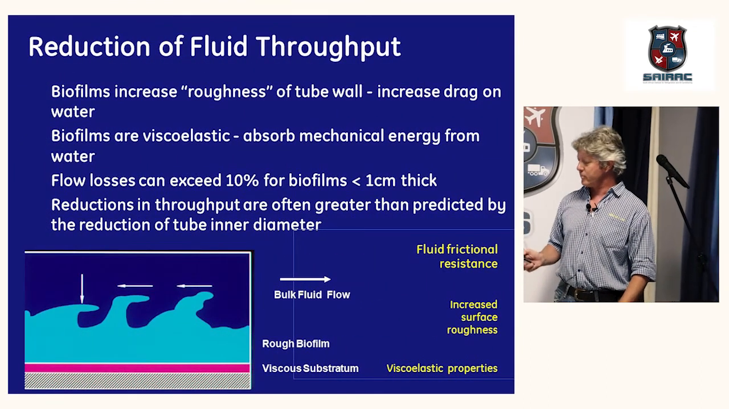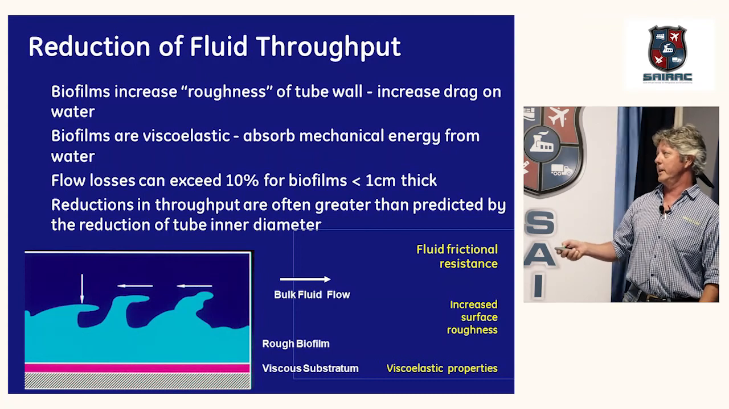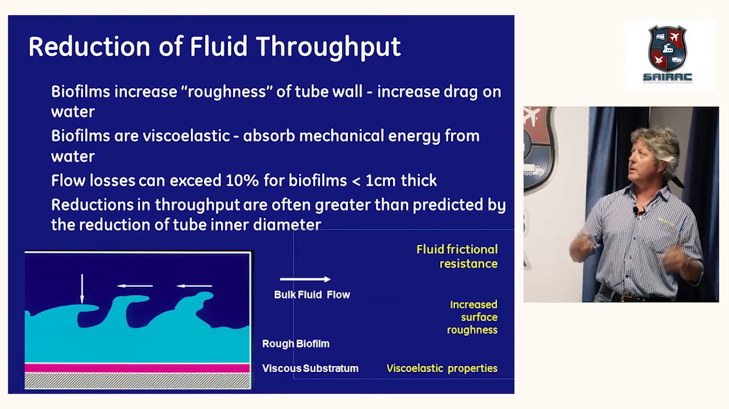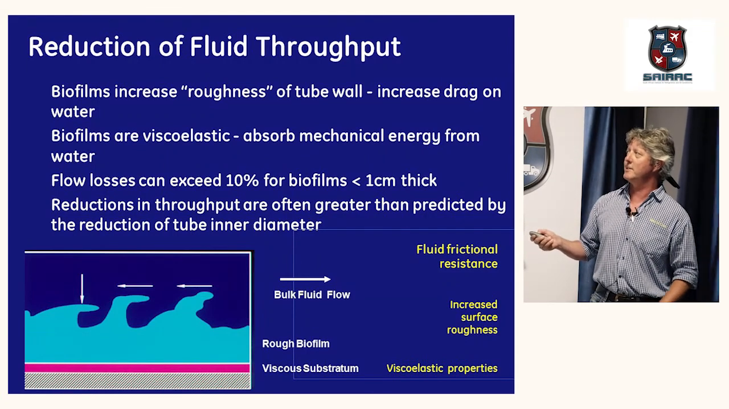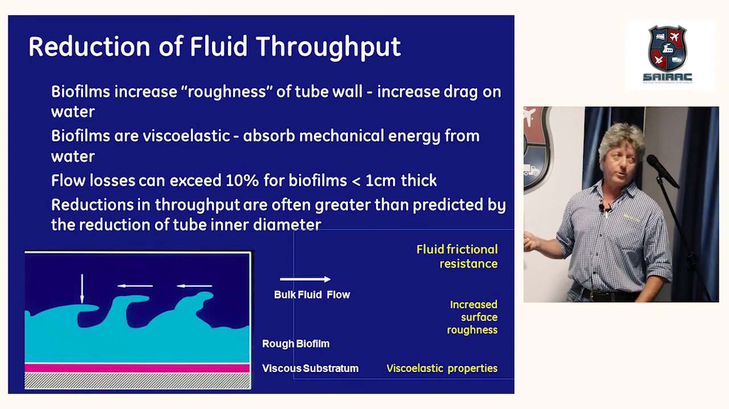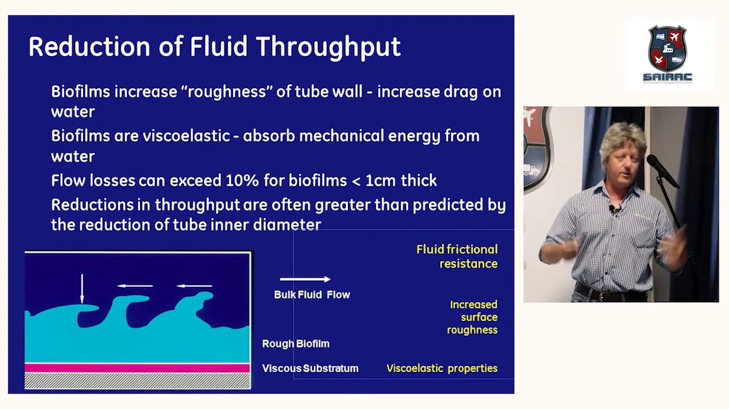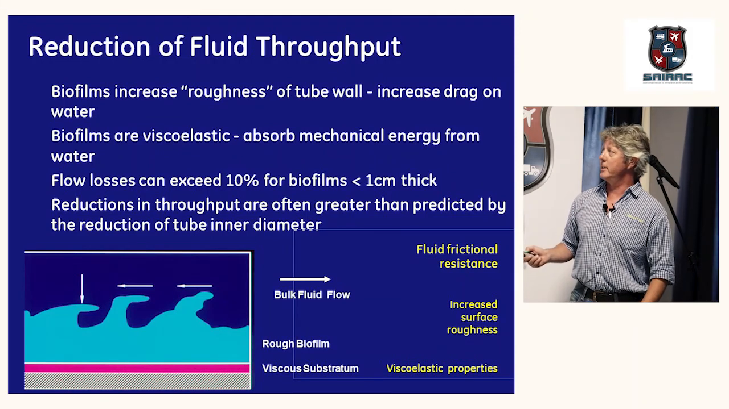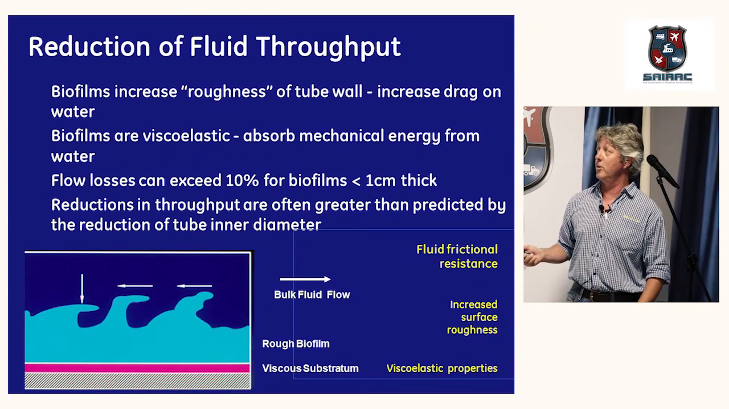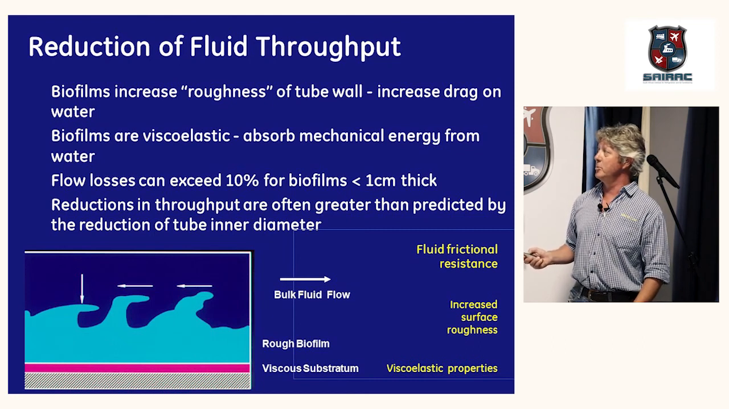Reduction of fluid throughput. Biofilms increase roughness of your area, and if the water has to flow over that, it will make little eddies everywhere, so it's going to decrease your water flow because of viscoelasticity. It absorbs mechanical energy from the water, okay, and it increases the drag on the water as well. Okay, so the water flow will be less, and because of the less water flow, you will have less energy dissipation. Flow losses can exceed 10% for biofilms less than 1 centimeter thick. So if a biofilm is less than 1 centimeter thick, you can have a flow loss of up to 10%. Reductions in throughput are often greater than predicted by the reduction of tube inner diameter.